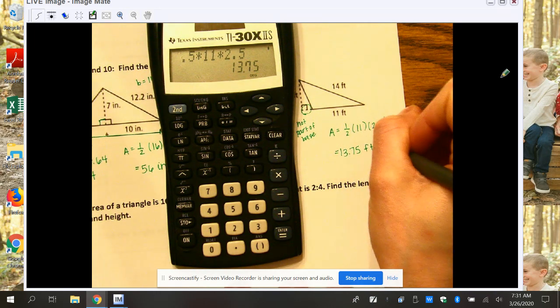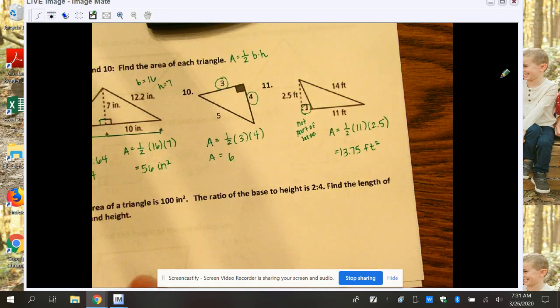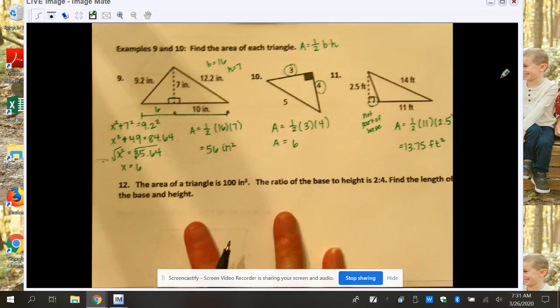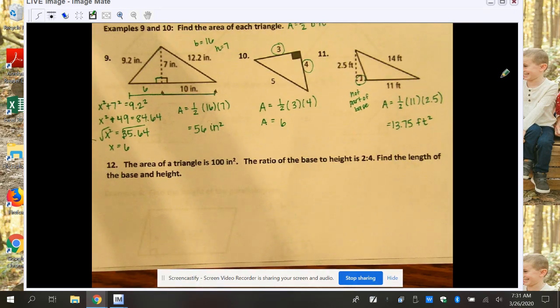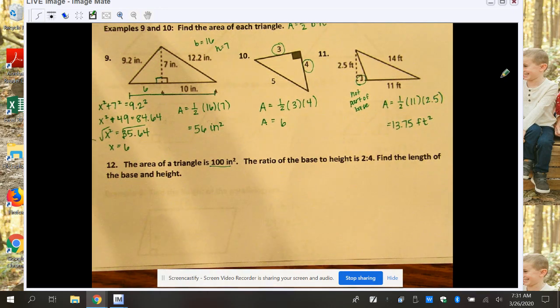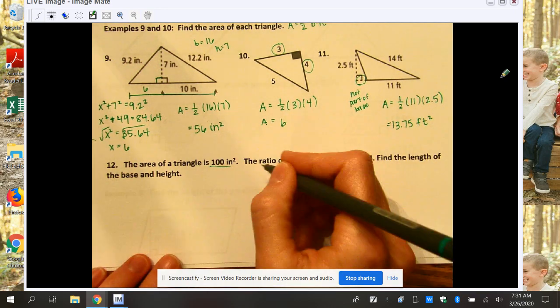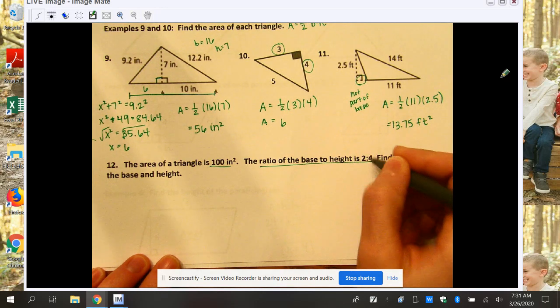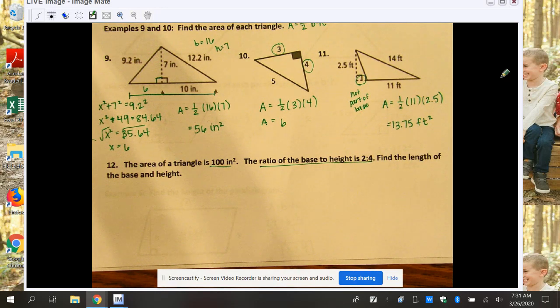Okay. All right, last problem, and then we are done until after spring break. Well-deserved 2-week break coming up. All right, so now we're given that the area of a triangle is 100 inches squared. The ratio of the base to the height is 2 to 4. Find the length of the base and the height.